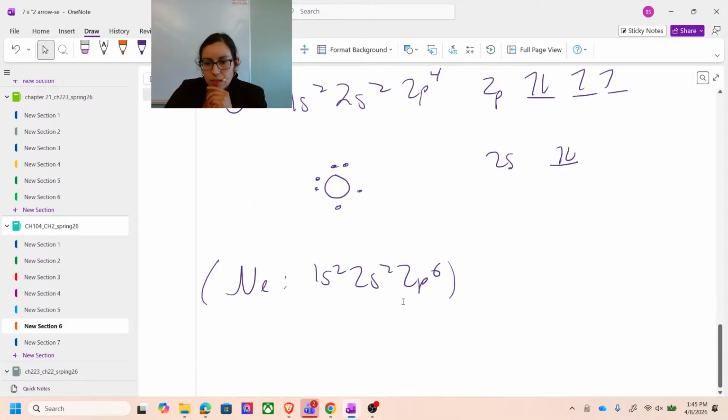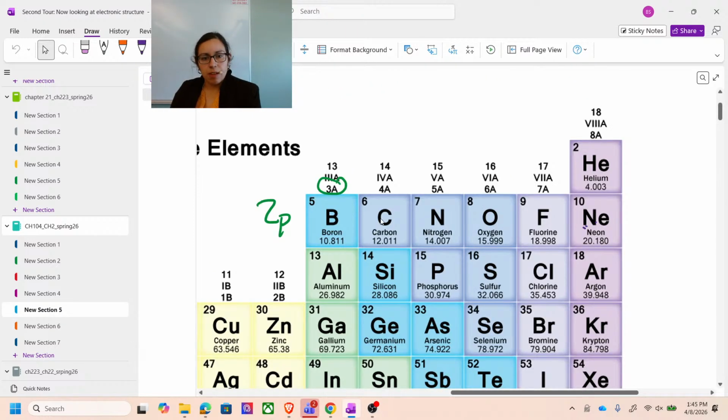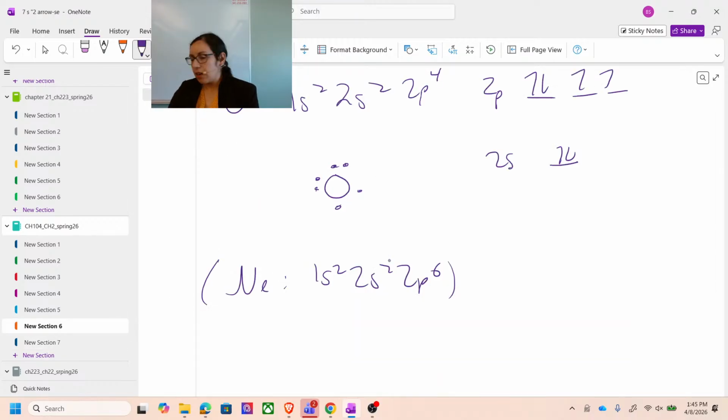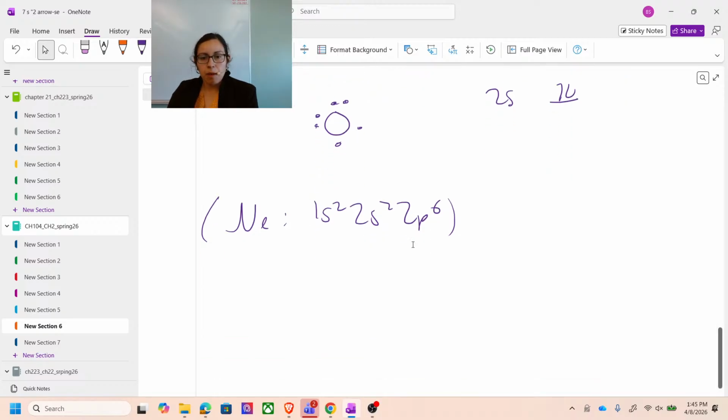All right, so good. So let's look at neon. So we did neon, right? So again, going across. So now 2p1, 2, 3, 4, 5, 6. And again, we can kind of appreciate why neon is, of course, our noble gas. And again, right, looking at this, 8 valence electrons.